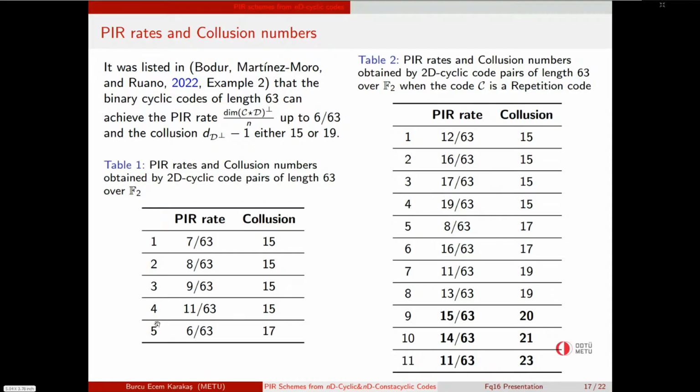And if you look at table 2, when C is a repetition code, we have a better result. And if you look at the last 3 lines, they are strictly better for PIR rate and collision number also. These are our Magma results.